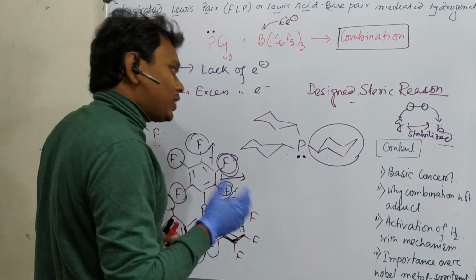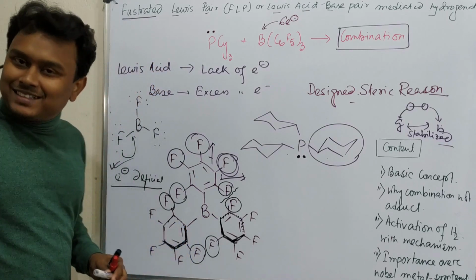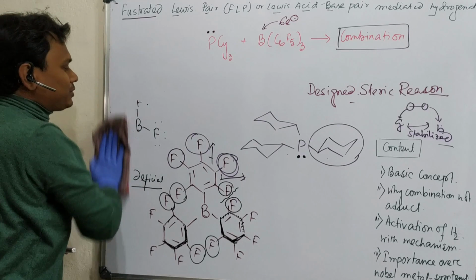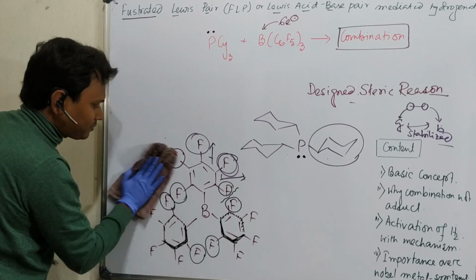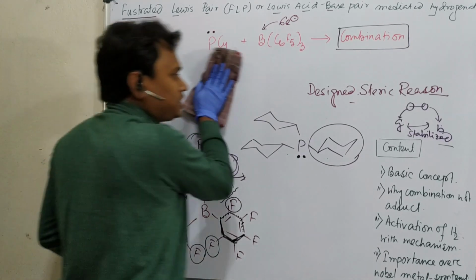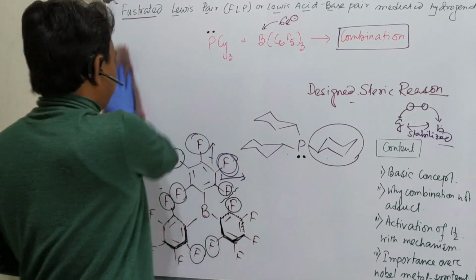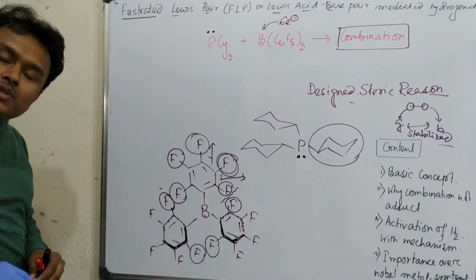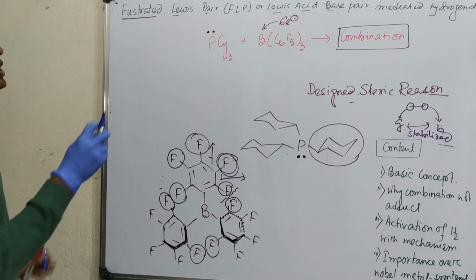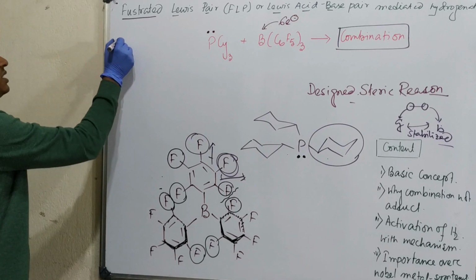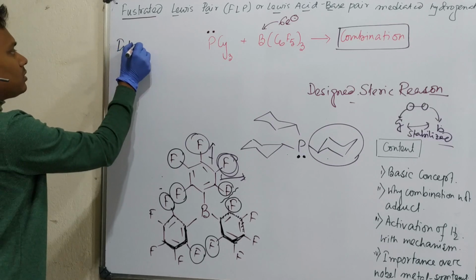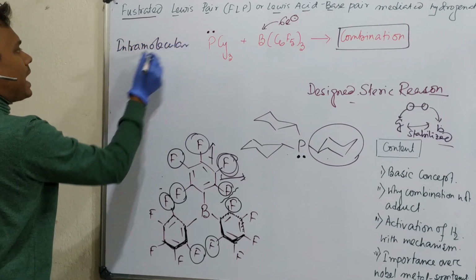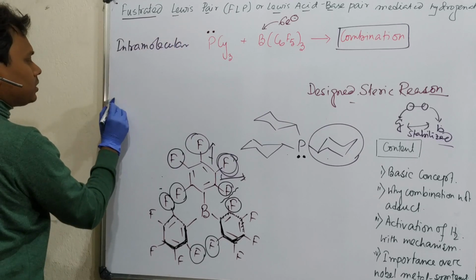Okay. Now, as I told, some third person's contribution is needed. Before going to that, let me give you some examples. What types could there be? As we said, frustrated Lewis acid-base pairs. Two types are possible. One is intramolecular and another is intermolecular.